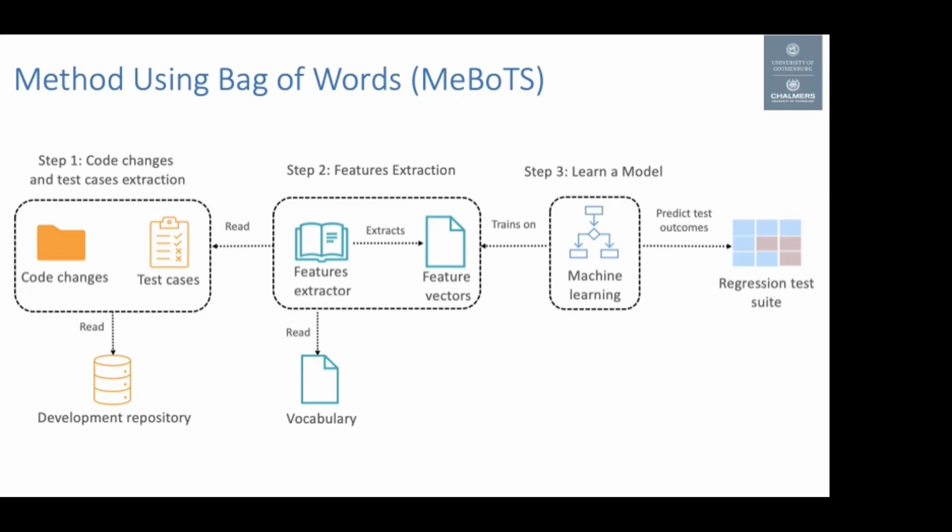So the method that we designed for test case selection was named MeBoTS, which stands for Method Using Bag of Words. And the method is based on a machine learning classifier that learns test case selection by modeling dependency between historical source code changes and their respective test case execution outcomes. And in the first study of my research, we tested the effectiveness of the method on a fine grain level of granularity, which means that we wanted to model dependency between changes made on a statement level and test execution outcomes. And the way the method works can be broken down into 3 steps.